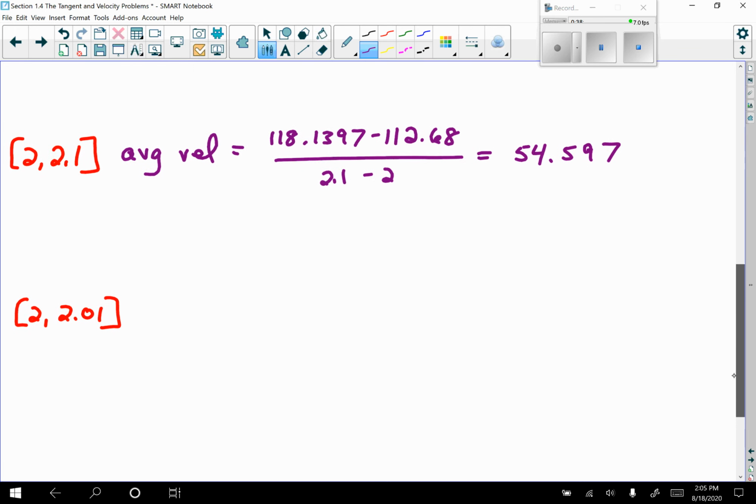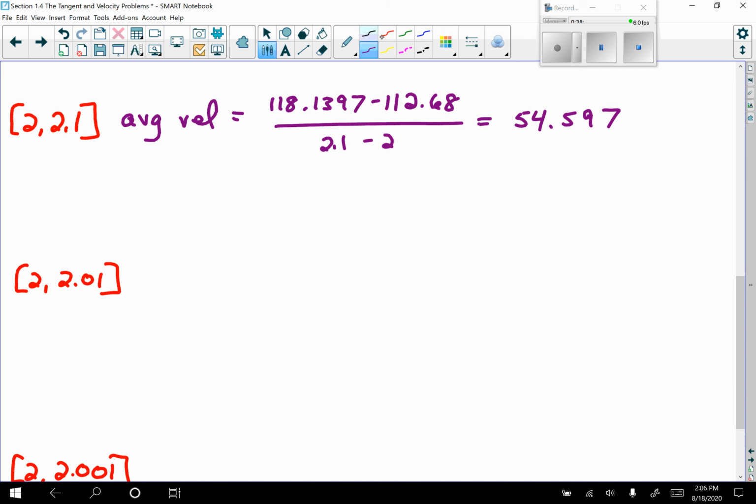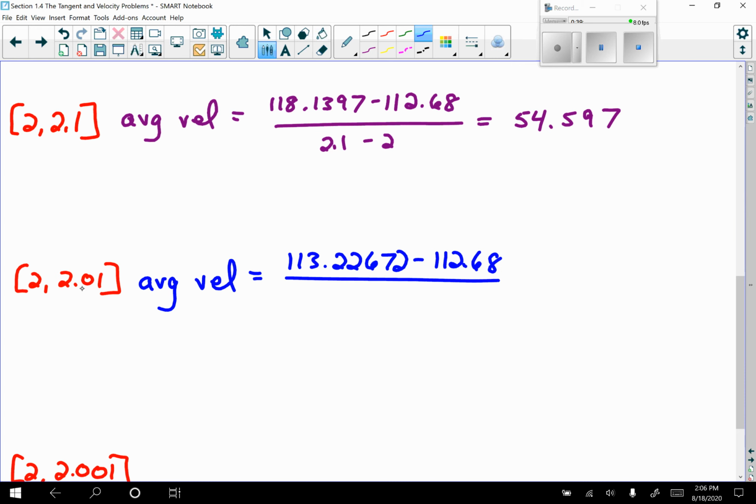And then here, we'll do the same thing, very similar. So 2.01 is what we want to type into that function. Again, pause the video as you do that. And you should get 113.22672 minus the 112.68. And this time over 2.01 minus 2. Again, pause the video as you calculate this. And here we're getting a 54.6717. Both of these should be meters per second.